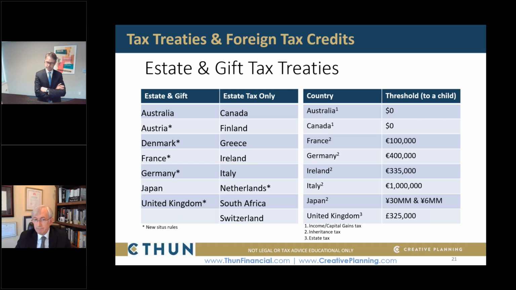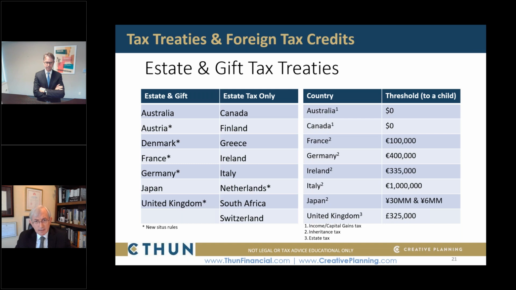So you're a non-resident alien, non-citizen living in the United Kingdom, you own an apartment in New York and you own a whole load of US securities, only your apartment in New York is going to be subject to US estate and gift taxes. And that's assuming you own it in your own name.